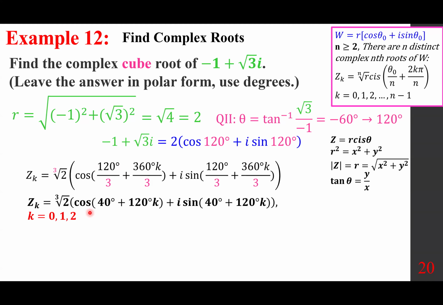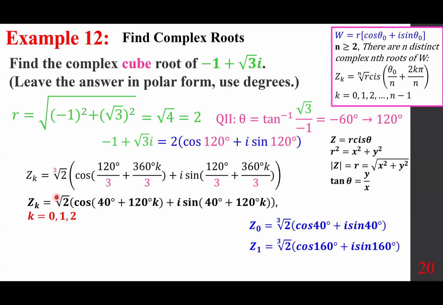If I put 0, this simply goes away. So theta is 40 degrees. If I put 1, I get 120 plus 40, 160. So theta is 160, and r is cube root of 2. And if I put k equals 2, 2 times 120 is 240, and 40 is 280. So theta is 280, and r is cube root of 2, of course.